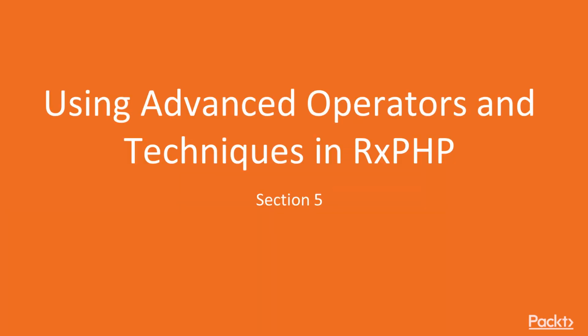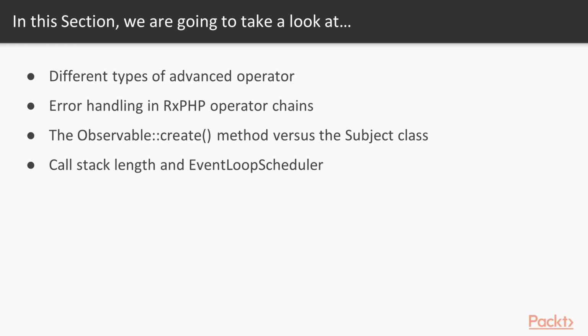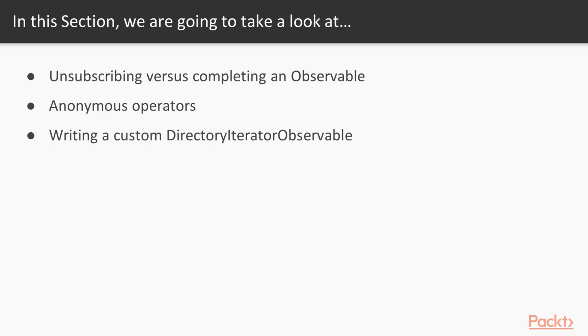Hi guys, welcome to the fifth section, using advanced operators and techniques in RxPHP. In this section, we will start with different types of advanced operators. We then move to error handling in the RxPHP operator chain. Next will be the observable create method, call stack length, and event loop scheduler. After that, we will see unsubscribing versus completing observable. Finally, we will see writing a custom directory iterator observable.